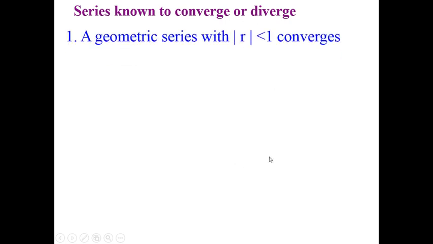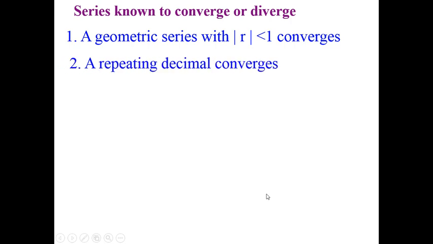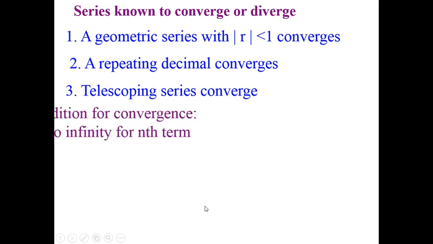So, series known to converge or diverge. Again, this one is just a summary. A geometric series with common ratio less than 1 is always considered convergent, and a repeating decimal converges. Telescoping series converge. You'll see telescoping in a minute; I'll let you know which one that is.